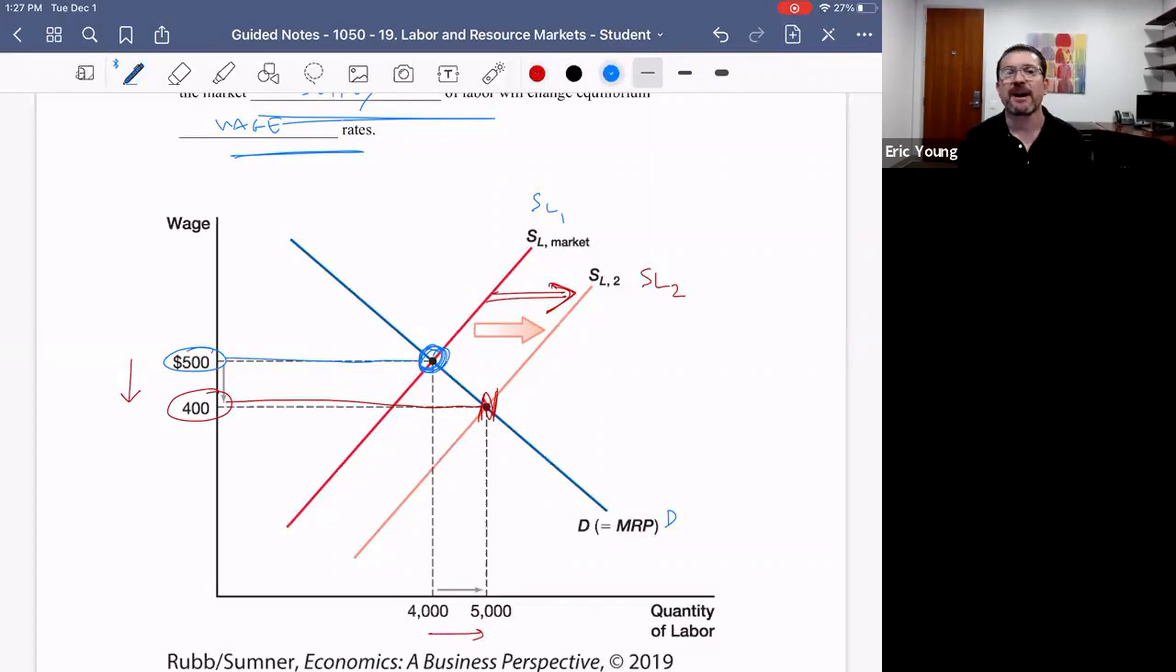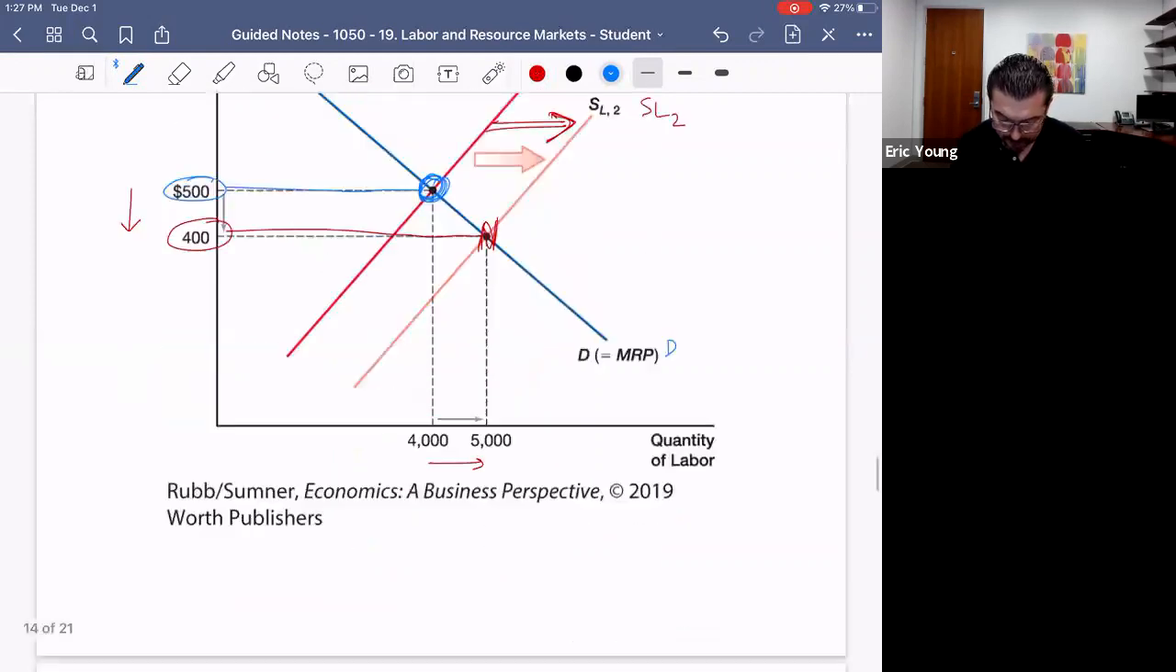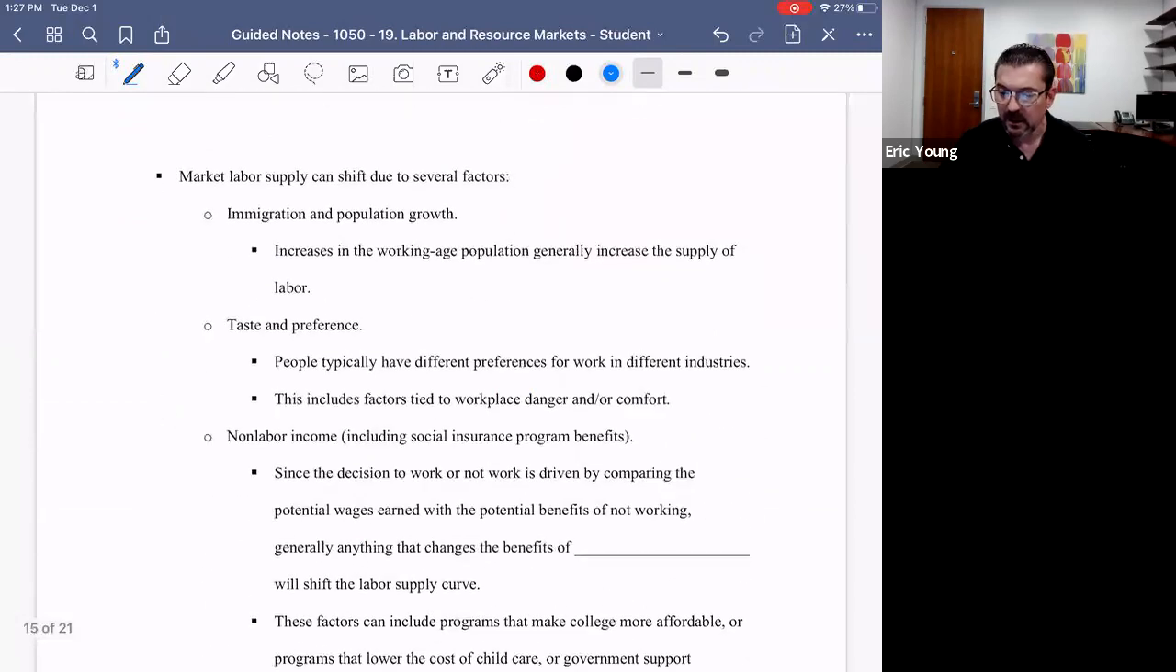Okay, so the same ideas that were grounded in supply and demand shifts in product markets apply here. With that said, let's sum up this lecture by going over some of the factors that can shift market labor supply. And there's a couple. Factor number one, immigration and population growth. The simple fact of the matter is, if the working age population, which we hinted at in our unemployment discussion, generally increases, the supply of labor will increase.